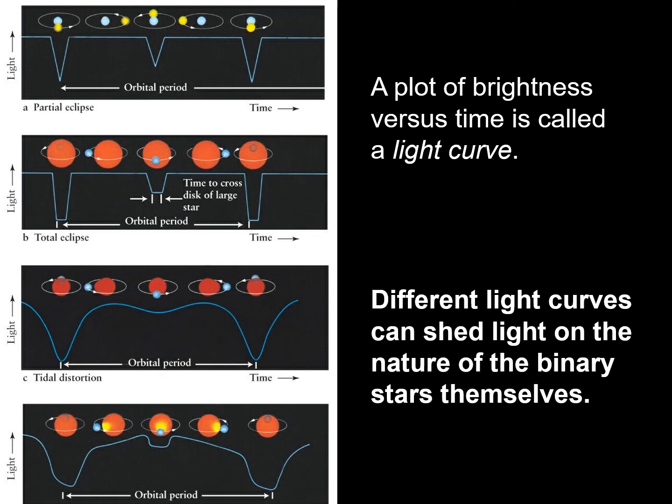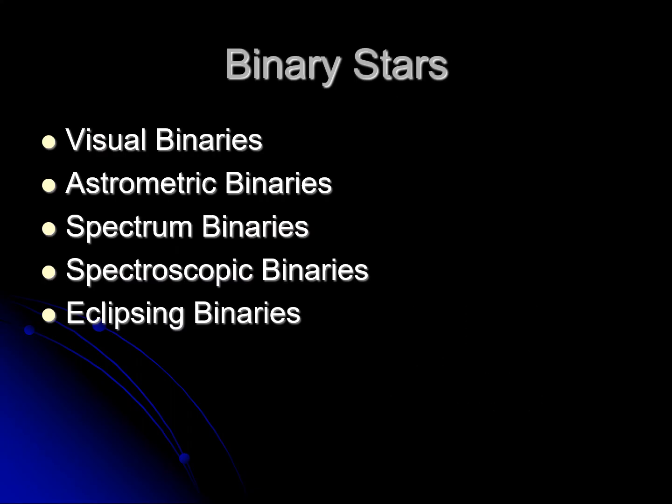Depending on how they eclipse, whether they partially eclipse each other, totally eclipse each other, a small one compared to a big one, or one of them is really hot and causes a bright spot on the other, the graph of brightness versus time, the light curve, changes. So you can actually learn a lot about the different kinds of stars by studying eclipsing binaries.